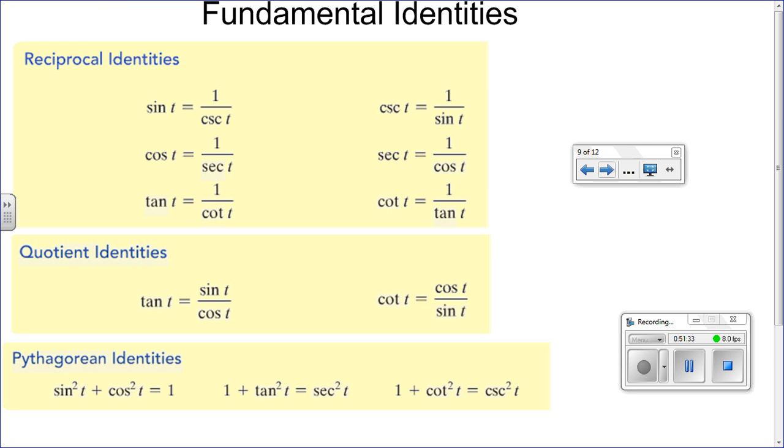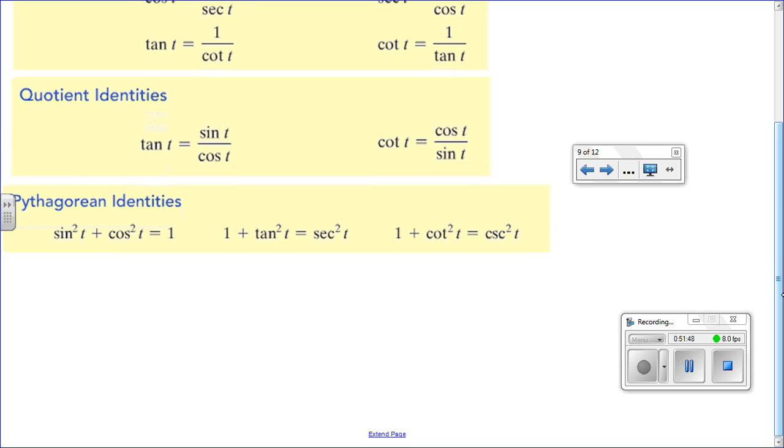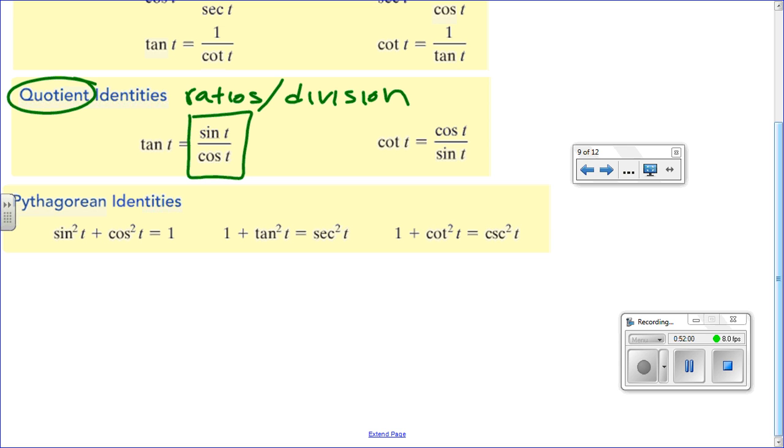Reciprocal identities, we've been talking about it since the beginning of the class, right? Remember? So you just flip them. The fact that you have 1 over, that is actually what being a reciprocal means. Then we have quotient identities because you are dividing here, right? So those are ratios or division. So that's why we call them quotient identities.